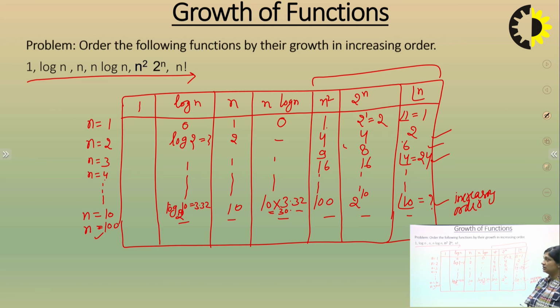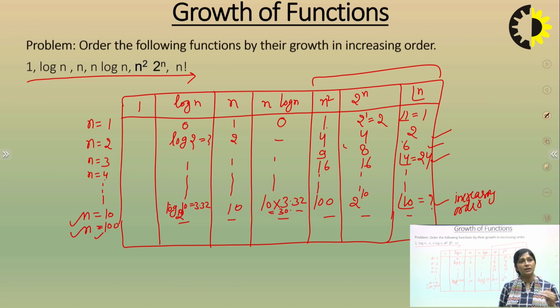It means if you are taking small values of n, it is very tough to find out the growth rate. But if you are taking large values, then you can easily find out the growth rate of any function. Suppose you have this question in your exam, then you have to calculate the value at least for n equal to 10 and n equal to 100.